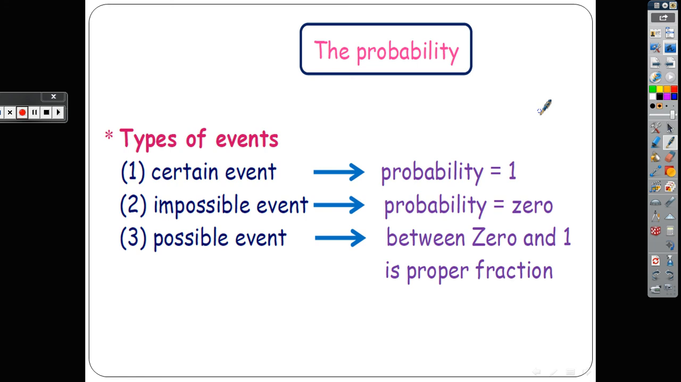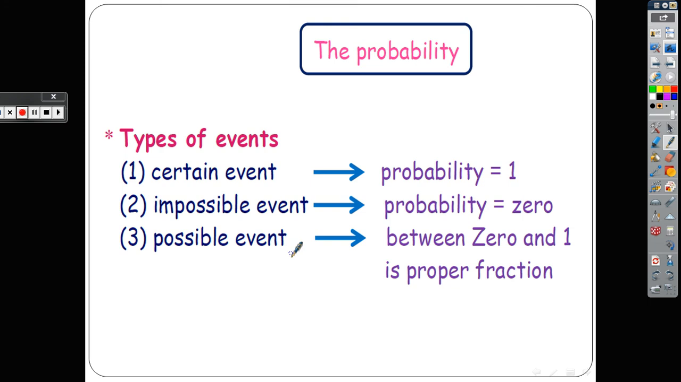And the second type of the event is called impossible event. If you have a box and this box contains yellow balls, and I say I want to draw a red ball, you say to me impossible because all balls are yellow. So the probability of the impossible event equal what? Equal 0. So the probability of the certain event equal 1, and the probability of the impossible event equal 0.